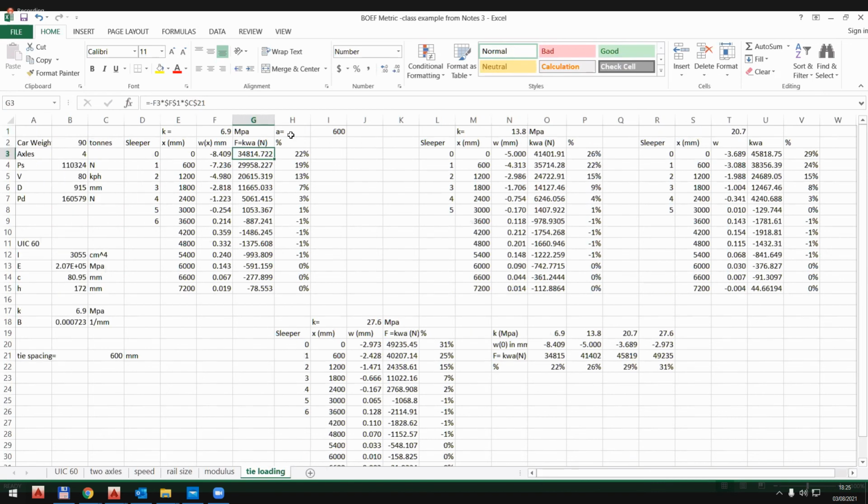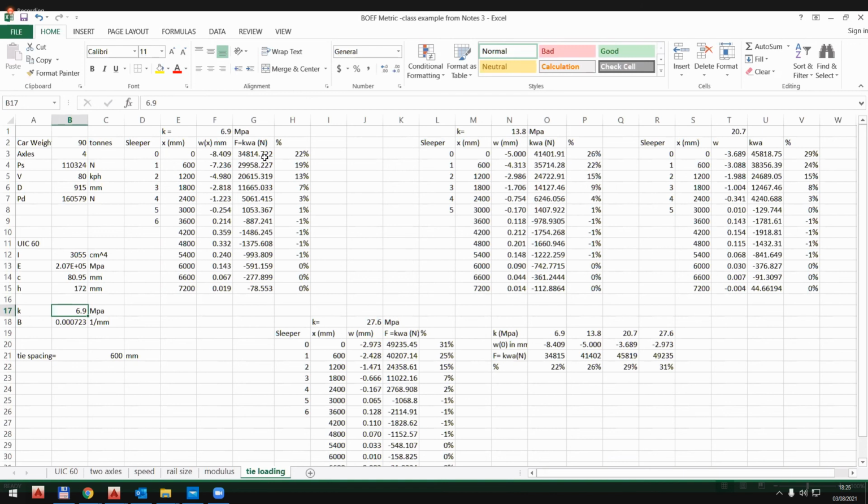There it is. That's why I don't have to repeat it. I have it down here. Okay, so K is 6.9 megapascals, and W, which varies with sleeper, times A.